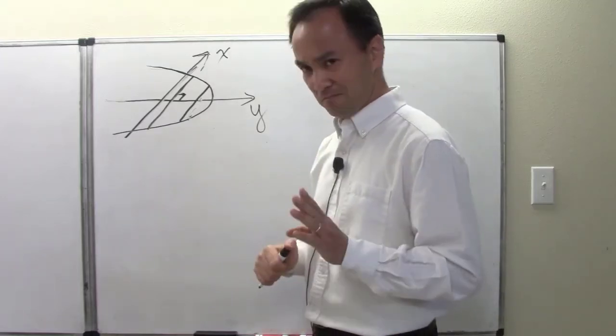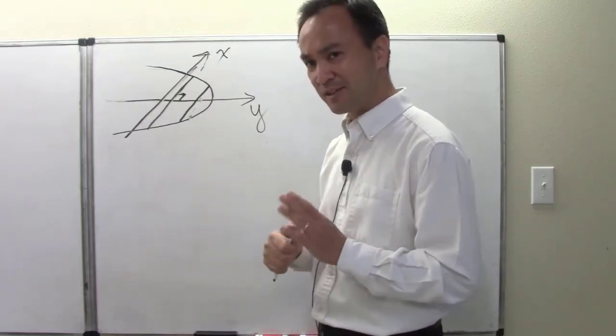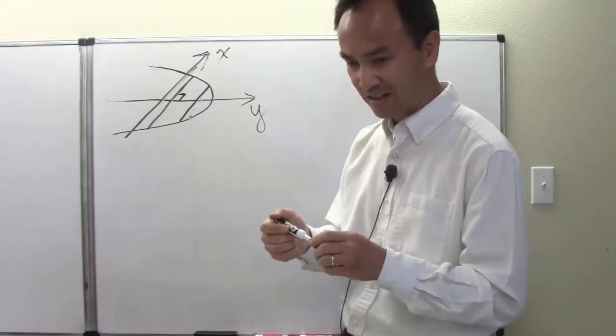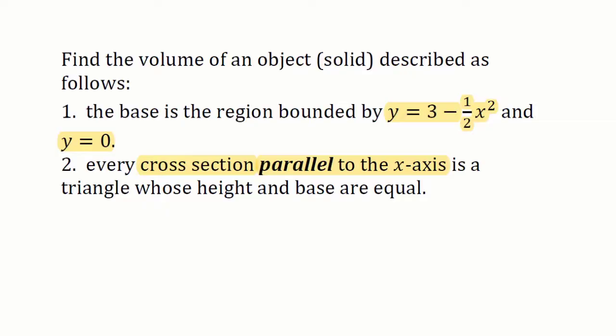All right, so now let's have some understanding of the cross section a little even further. Let me get to the wording description of the cross section. Every cross section parallel to the x-axis, we nailed that down. Now let's look at the shape. Every cross section is a triangle whose height and base are equal. This is a looser definition, a very loose description, because there are so many various situations that can happen here.